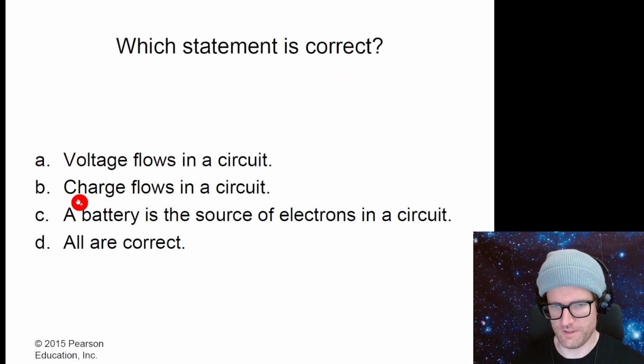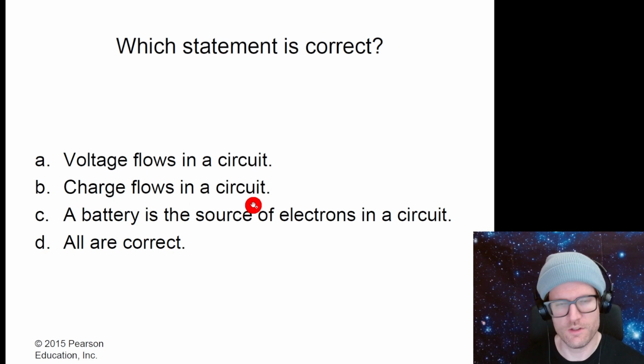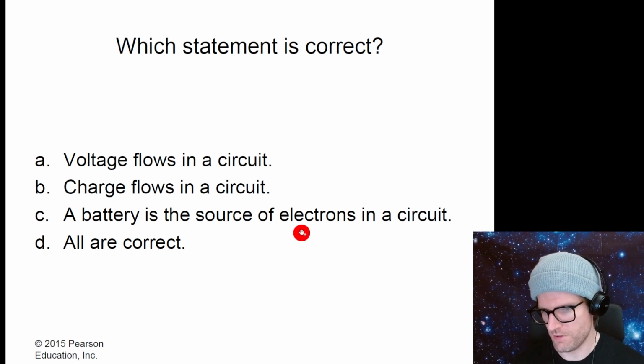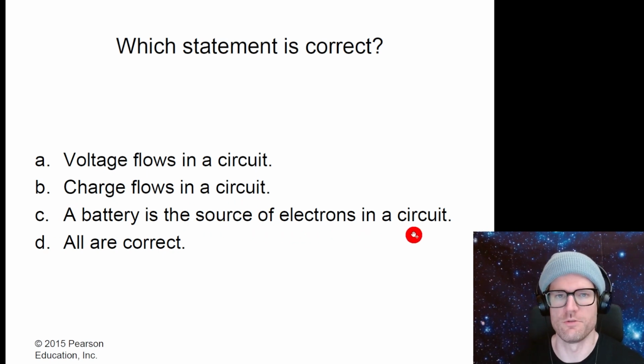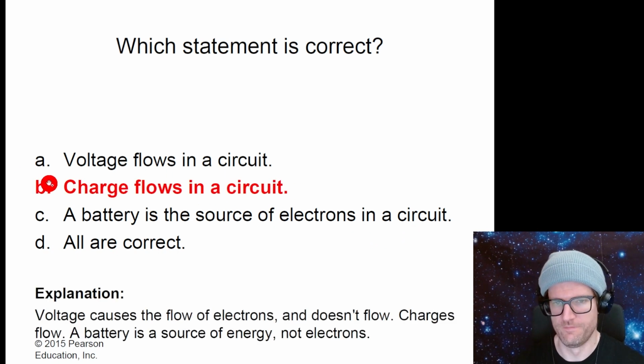Which statement is correct? Voltage flows in a circuit. That's not true. Voltage is provided to a circuit, which causes current flow. Charge flows in a circuit. That sounds right. A battery is a source of electrons in the circuit. That's not true. It's a source of voltage. So B is the best answer.